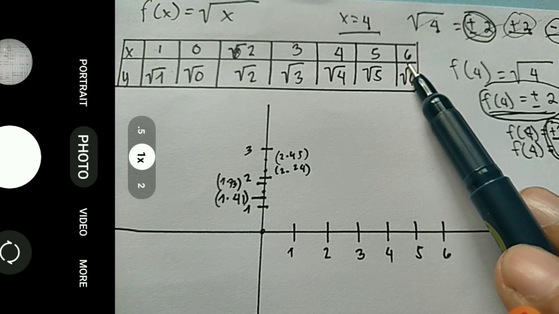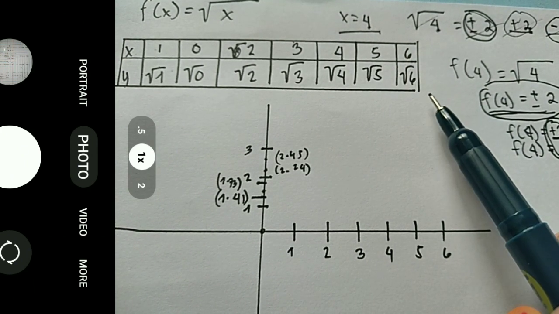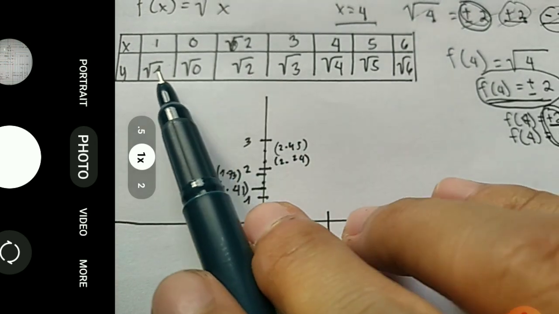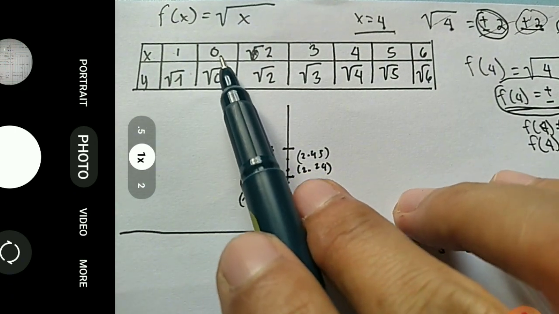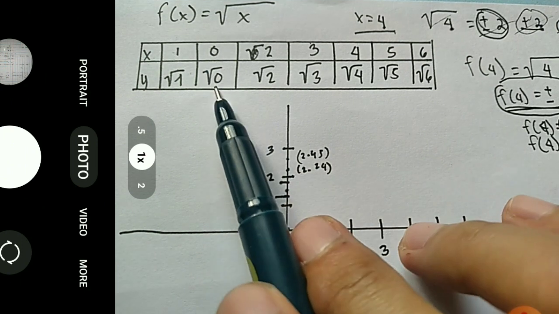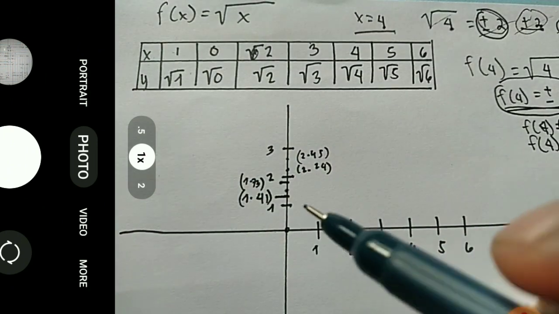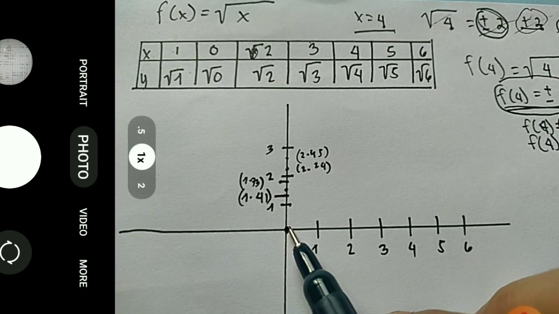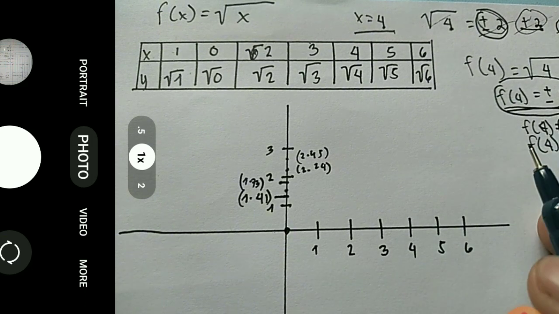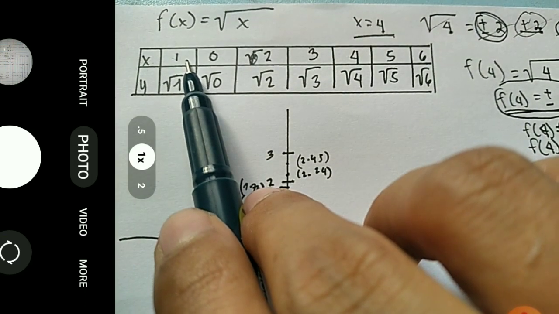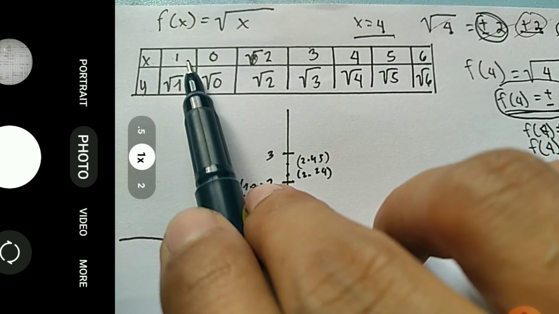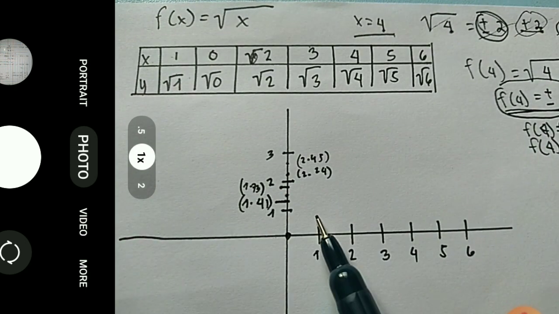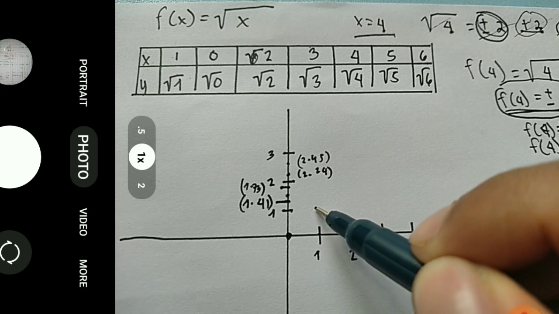And if our x is 6, we obtain the positive square root of 6. So if we start from 0, if our x is 0, our y is also the square root of 0, which is also 0. So this is the coordinate where x is equal to 0 and y is equal to 0. And if x is 1, y is equal to 1. So x is 1, y is 1.